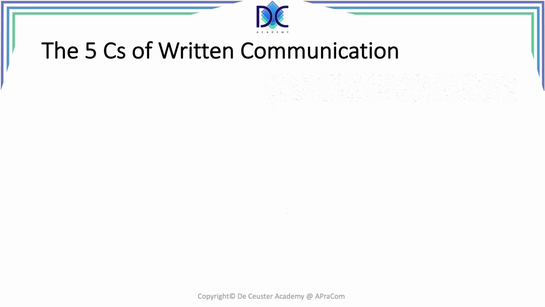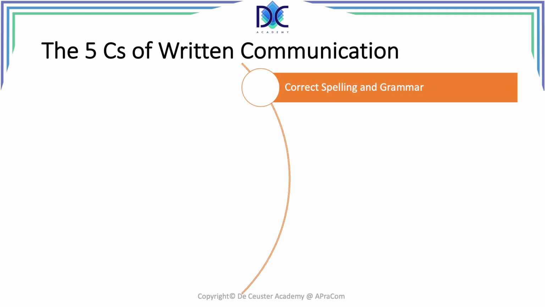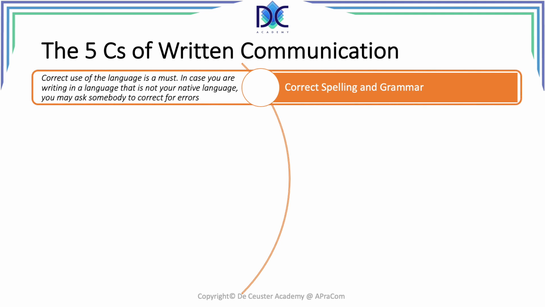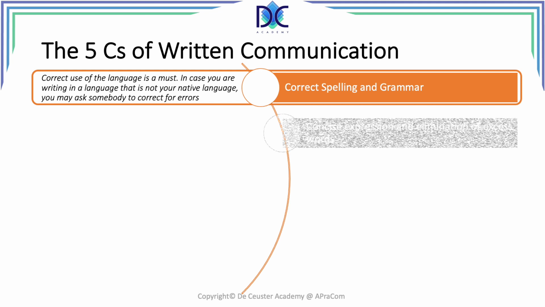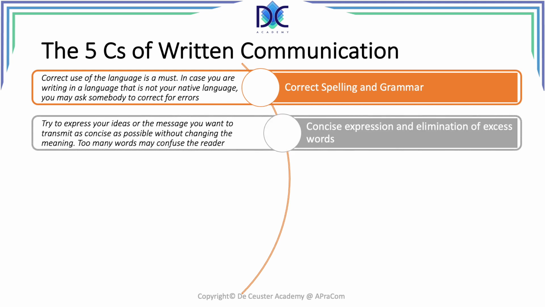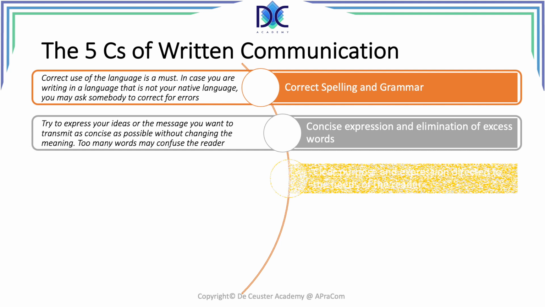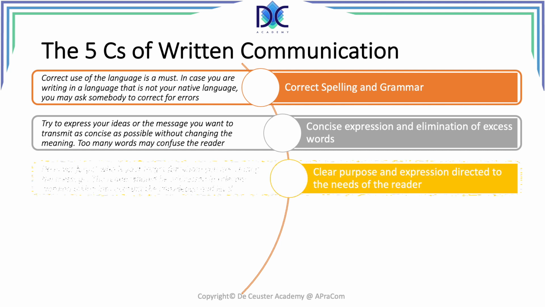When we talk about communication, there is what we call the 5 C's. First of all, correct spelling and grammar. Now, when you are communicating in a language that is not your native language, you may ask somebody to correct errors. We already have some elements that we can use, but sometimes things have to be clarified, and it's certainly an issue when we're dealing with people. Now we have to try to express our ideas as concisely as possible, and too many words, too much information will confuse the person who's receiving the message.